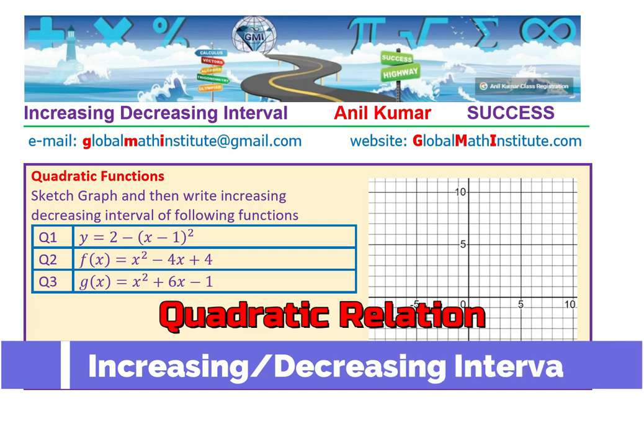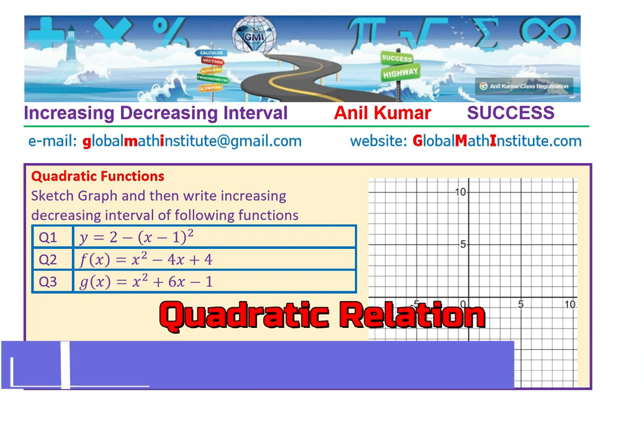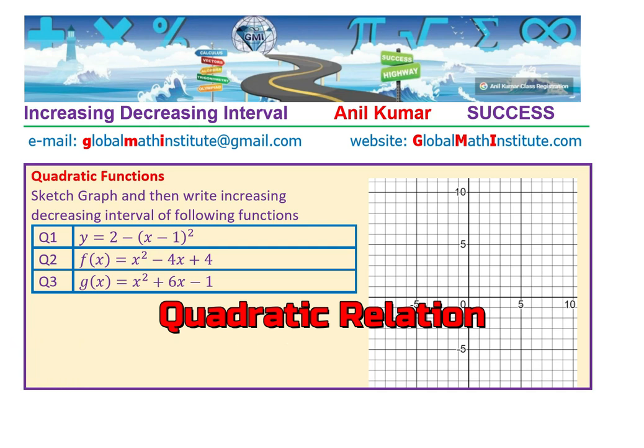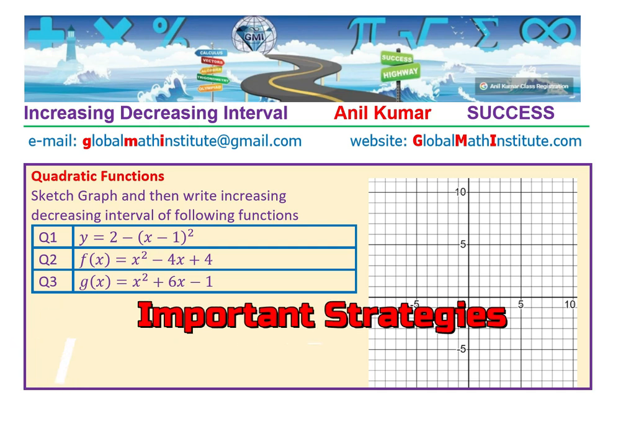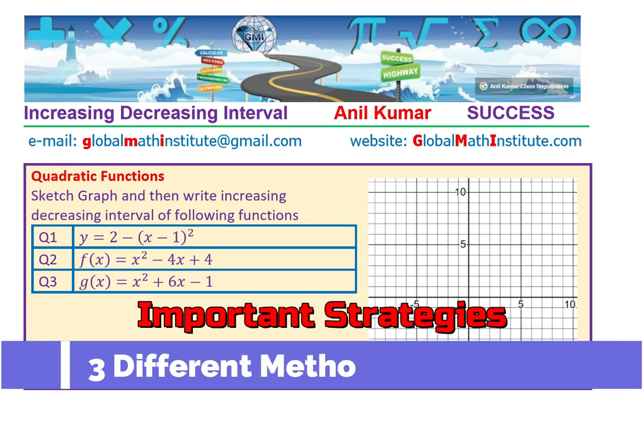How do we find increasing and decreasing interval when the equation is given to us in quadratic form? Here are three examples which we are going to explore, and that will reveal three different methods for doing the same.